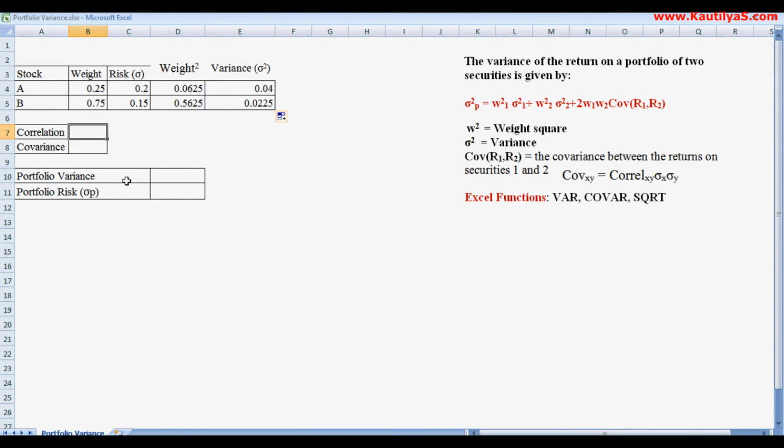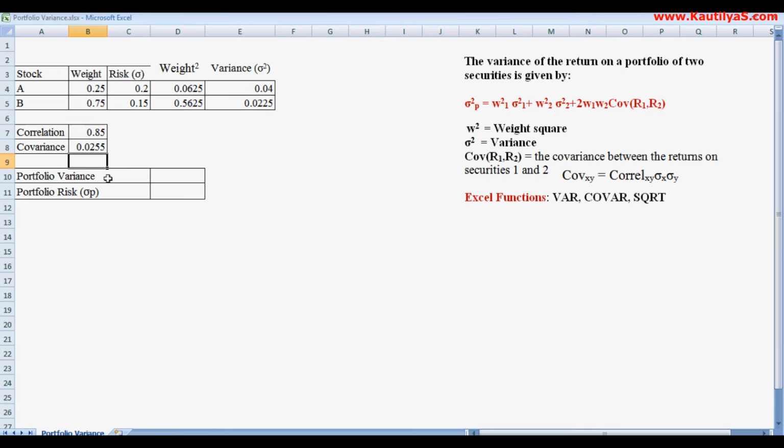So for this stock, let us assume that the correlation is 0.85. So covariance equals, so here we have the equation for covariance equals correlation of xy, standard deviation of x and standard deviation of y. This equals correlation of xy multiplied by standard deviation of x and standard deviation of y, that is stock A and stock B. So we got a covariance value.